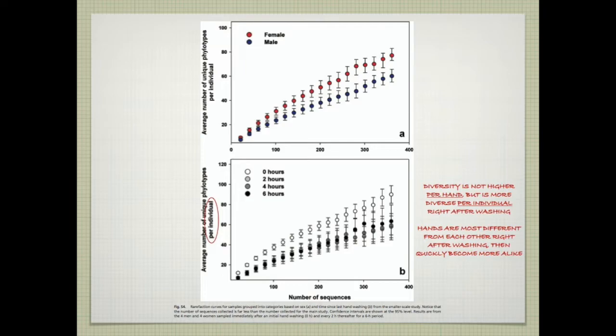Hands are most different from each other right after washing and then quickly become more alike. This makes some sense, right? Because once you wash your hands, you're likely to touch them together and transfer organisms between the two of them. What I find interesting is that they are fairly diverse after washing. And what that means, I'm not clear on.